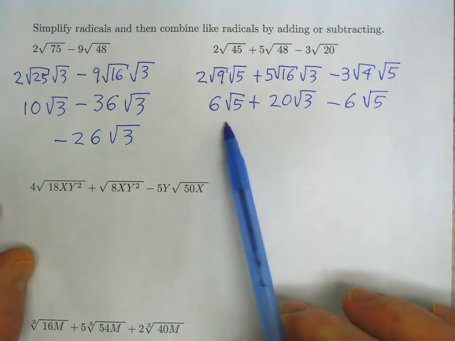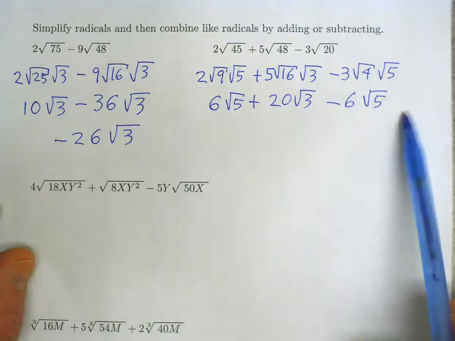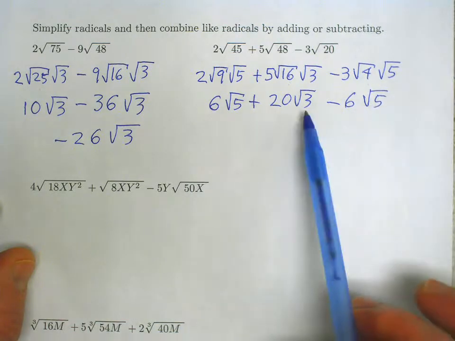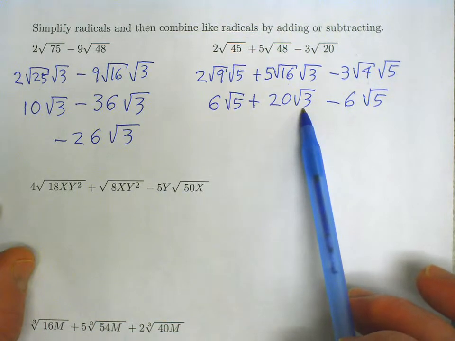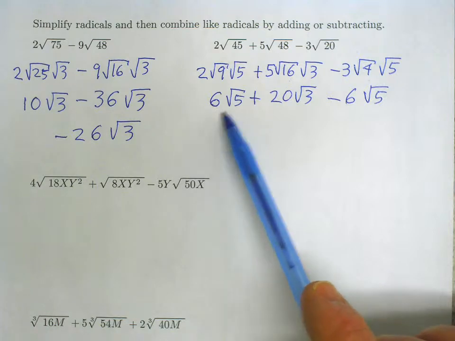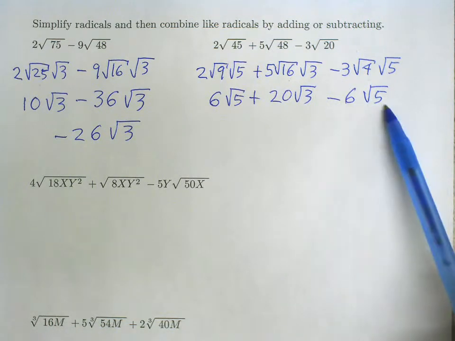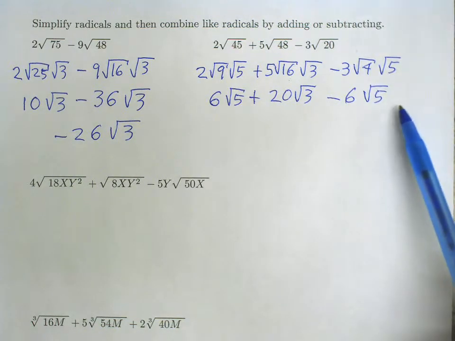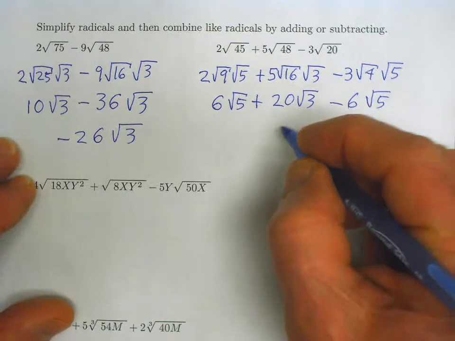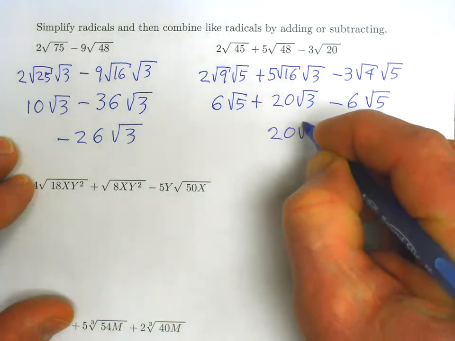Okay, 2 of the radicals are like radicals, but the ones with the square root of 5 are unlike the middle term that has the square root of 3. But it turns out that 6 times the square root of 5 minus 6 times the square root of 5, those add up to 0. So the only term that's left is 20 times the square root of 3.